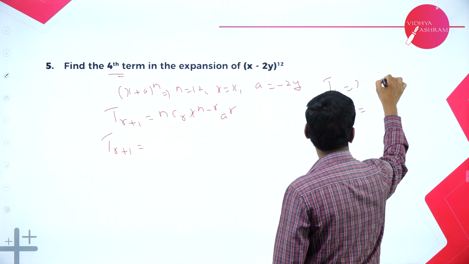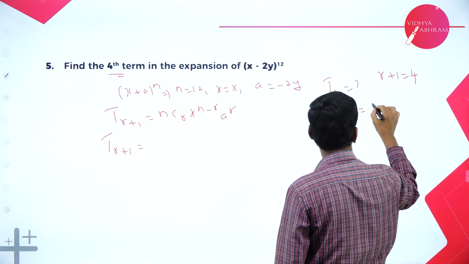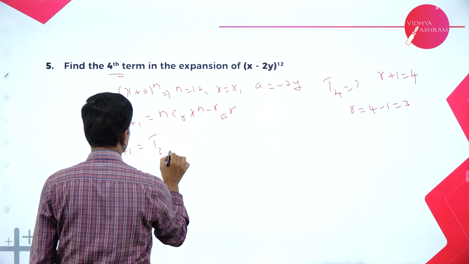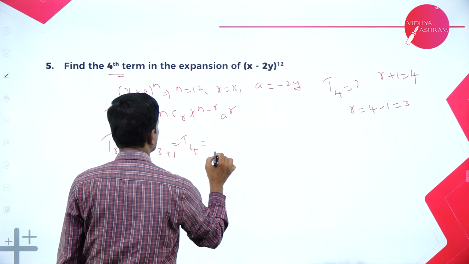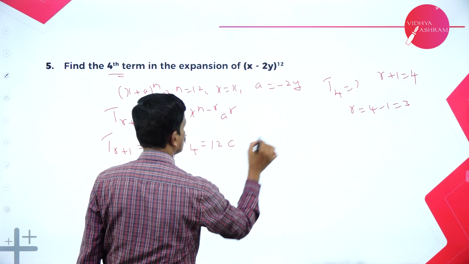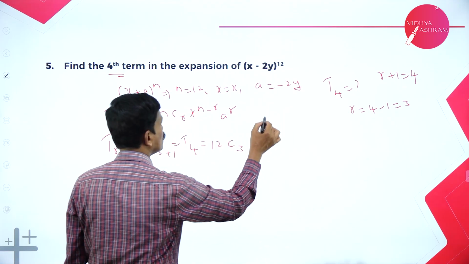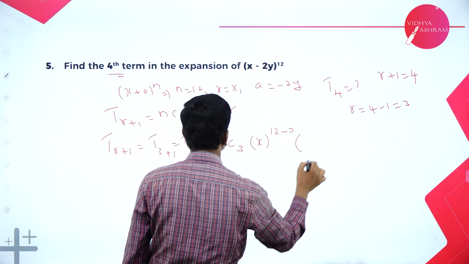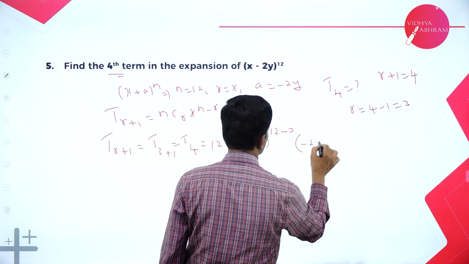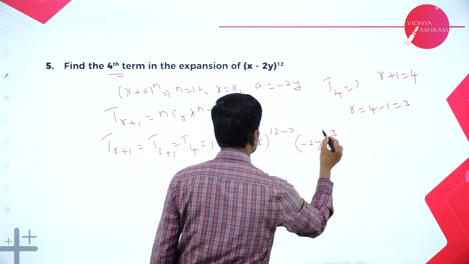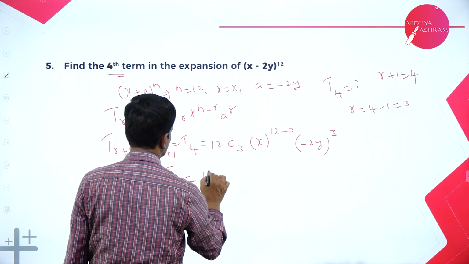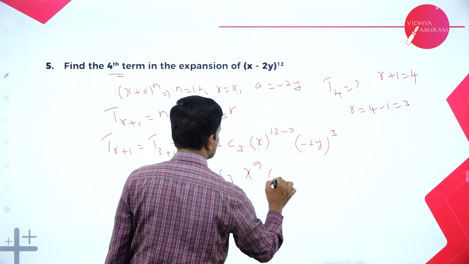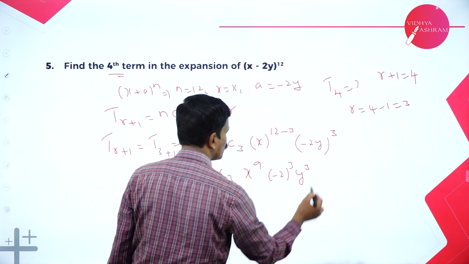So for that put r plus 1 is equal to 4, which means r is equal to 4 minus 1, that is 3. So T(3+1), that is T4, is equal to nCr, n is 12, r is 3, 12C3, x to the power of 12 minus r, into a to the power of r. What is a? Minus 2y to the power of r, r is equal to 3. So this T4 is equal to 12C3, x to the power of 12 minus 3 is 9, and this is minus 2 whole cube into y cube.